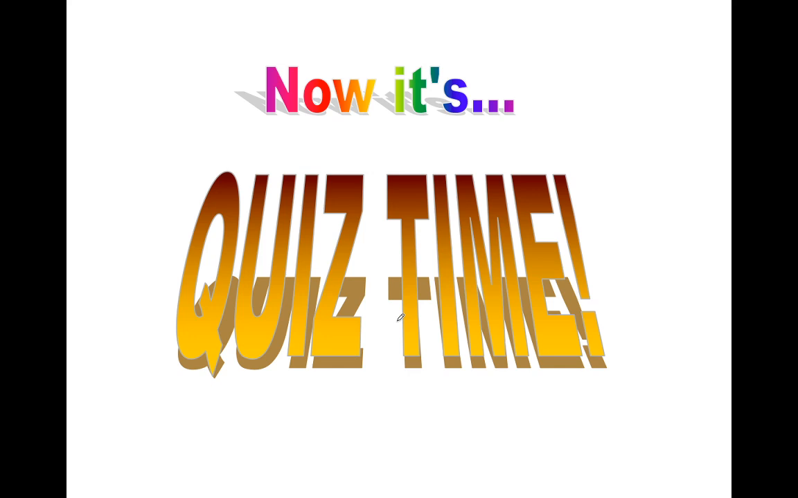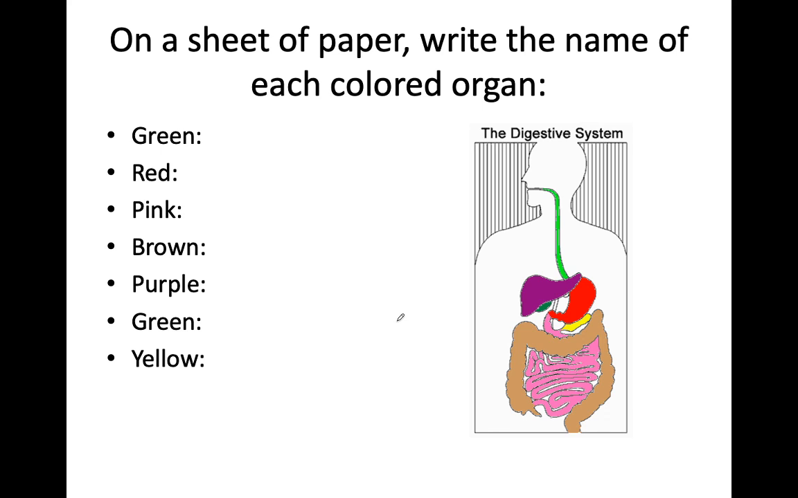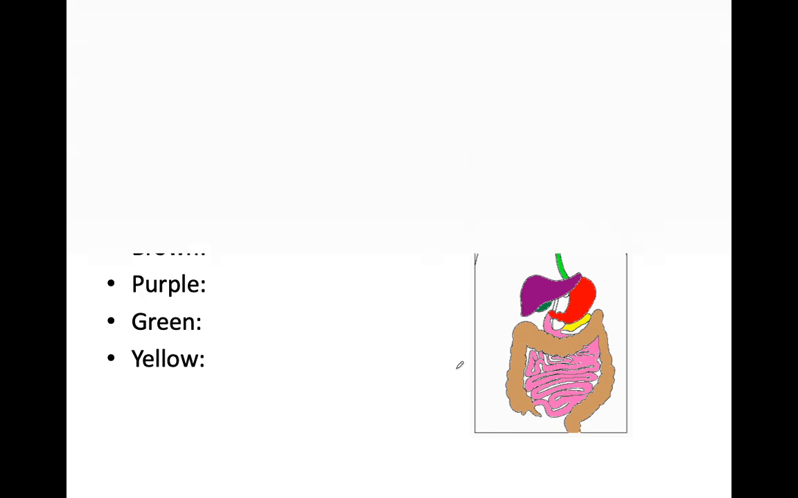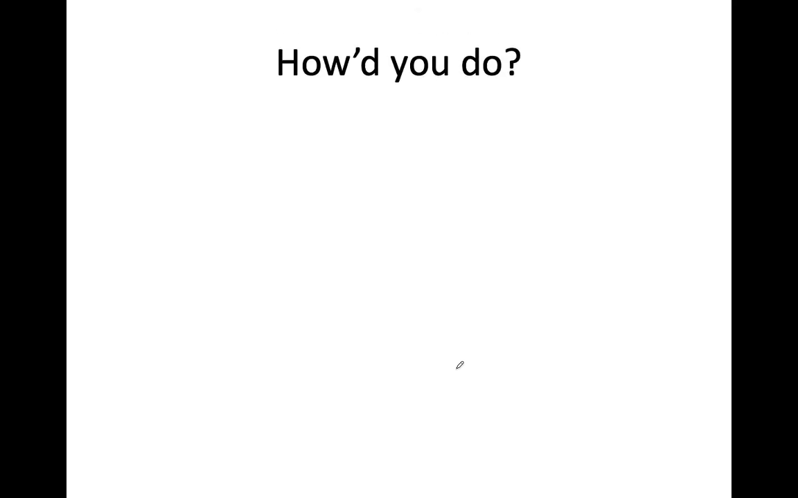Okay, so now we're going to see if you can remember the different parts of the digestive system. Like I said, memorizing is a huge part of it. So what I want you to do is pause the video, and identify each of those colors there: the light green, the dark green, purple, red, pink, yellow, brown. You should be able to identify all of those different organs. Okay, and let's take it up.